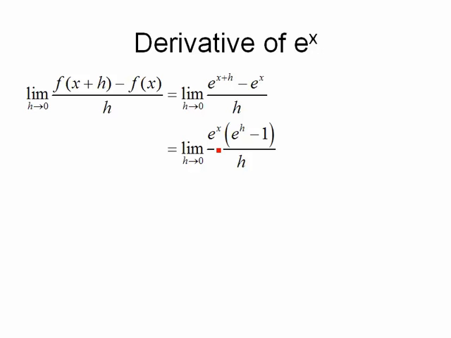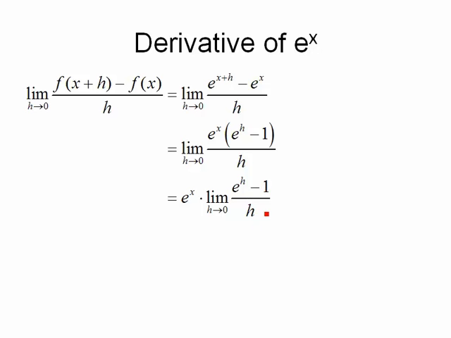e to the x doesn't have h in it, so it has nothing to do with the limit as h approaches 0, so we can go ahead and move this out in front. What that leaves me is e to the x times the limit as h approaches 0 of e to the h minus 1, and in the bottom, h.